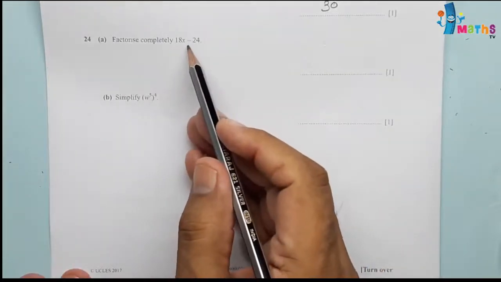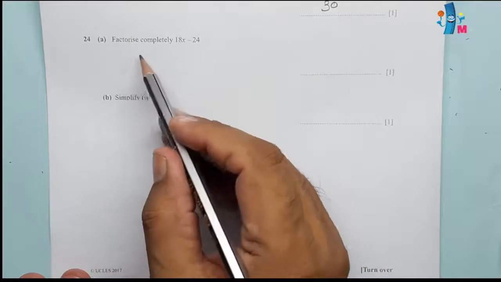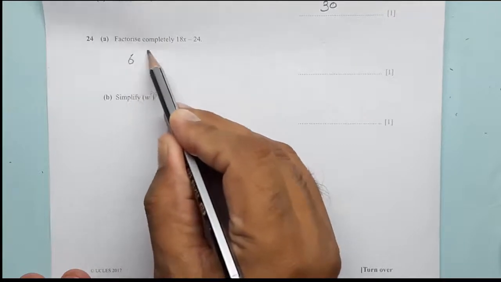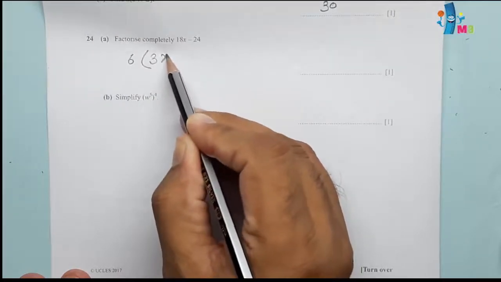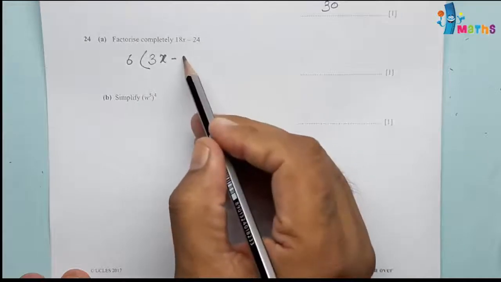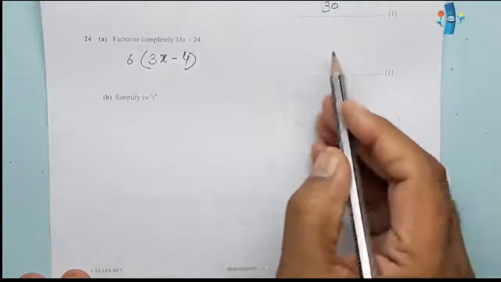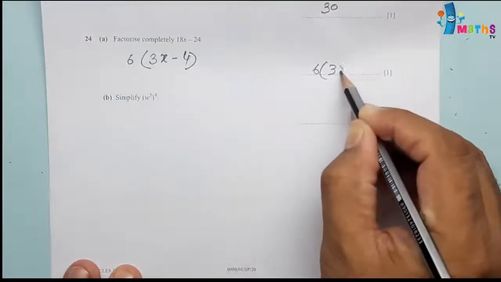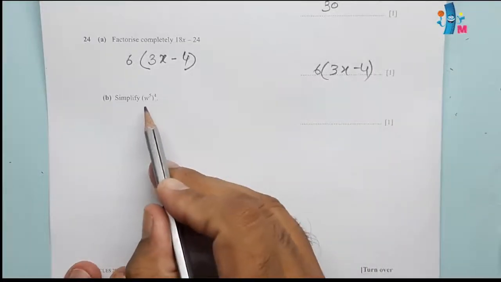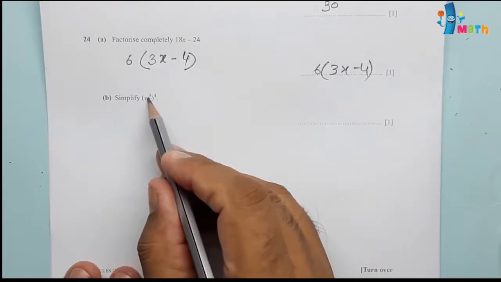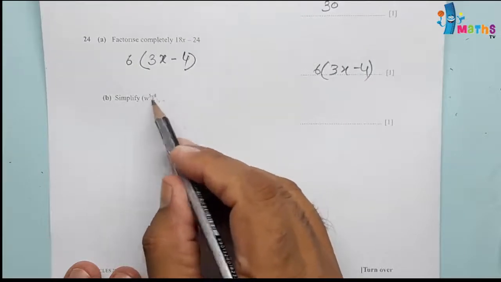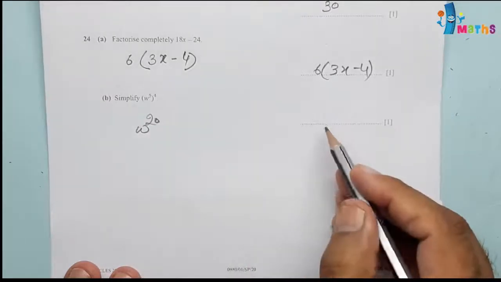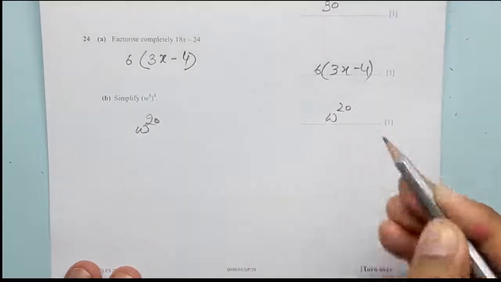Factorize completely 18x minus 24. So what we can do, we can take common 6. 6 3s are 18, x minus, then 6 4s are 24. So further simplification is not possible, so we can write this as the answer. Then simplify this, w to the 5 whole raised to 4. Power of a power, so it will be multiplying, so w raised to 20. We can write here w raised to the power 20.